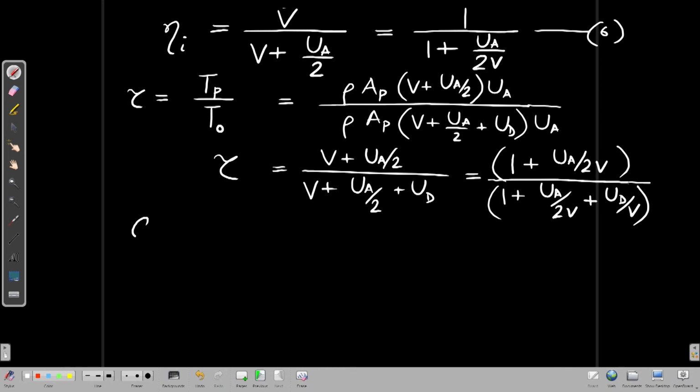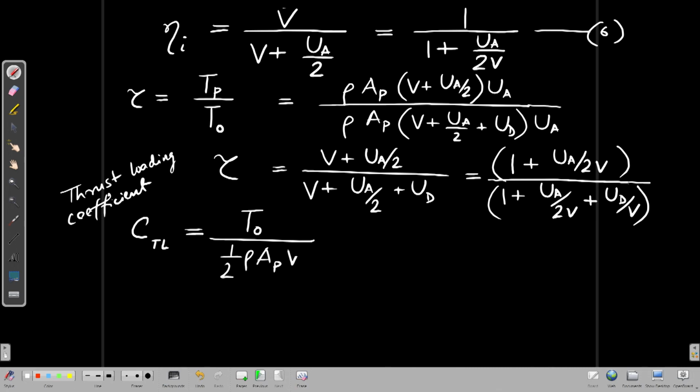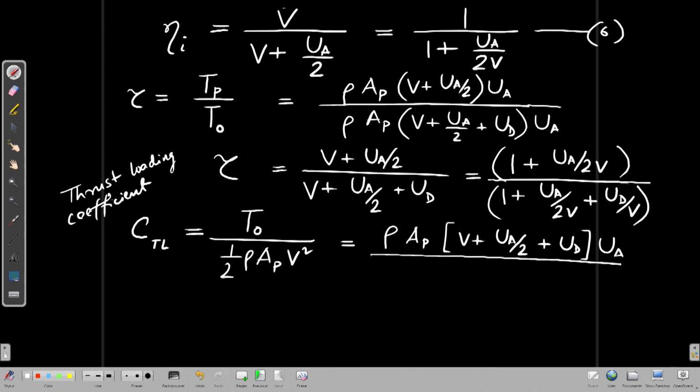Now, if we define the thrust loading coefficient, which is based on the total thrust, that is CTL equals To by half rho AP V square. The denominator is same as before. So, we can write rho AP into V plus UA by 2 plus UD into UA by half rho AP V square.